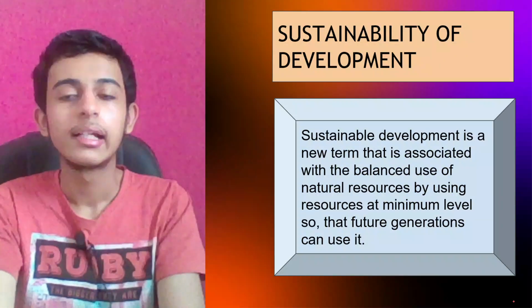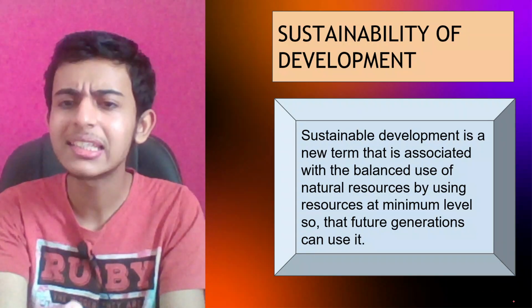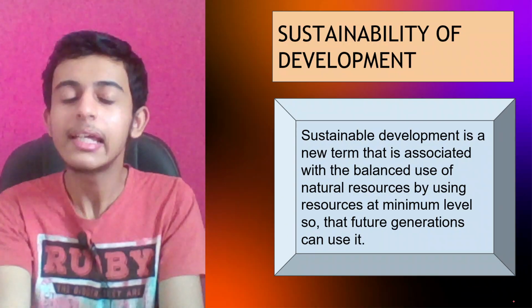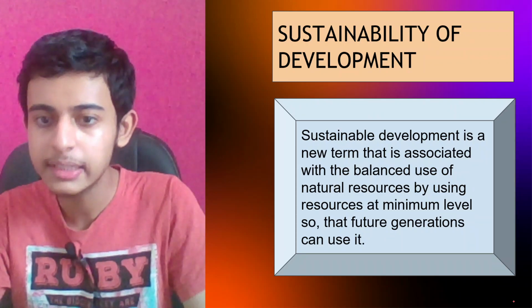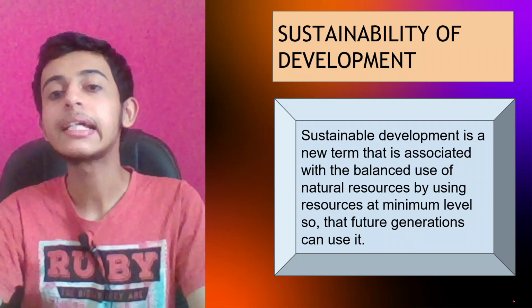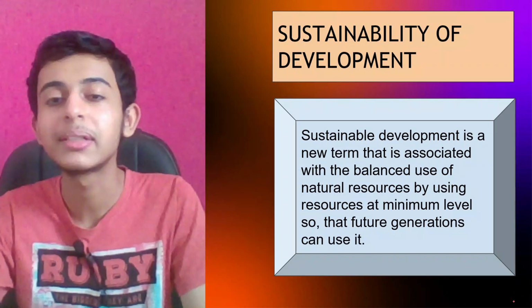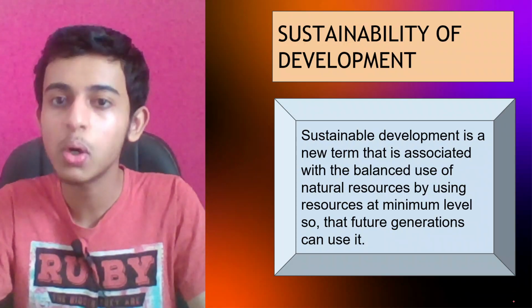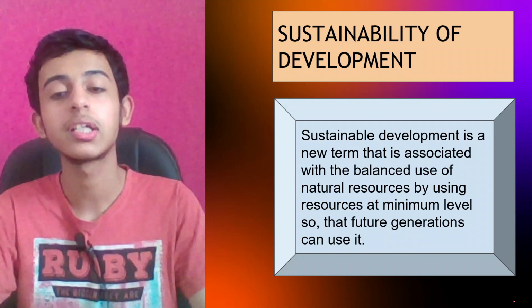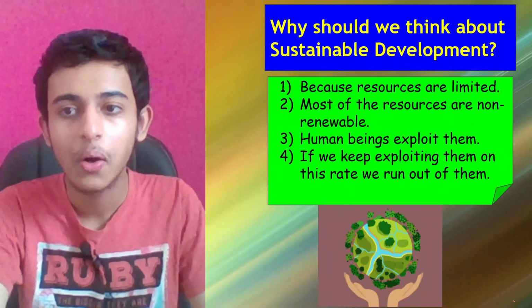Alright. Last topic, but not the least, sustainability of development. Sustainable development, what is that? It is basically the balanced use of natural resources, basically for the preservation of these resources for the upcoming or the future generation. So we need not exhaust the resources because the future generations need to use them. So we need to use our resources wisely.